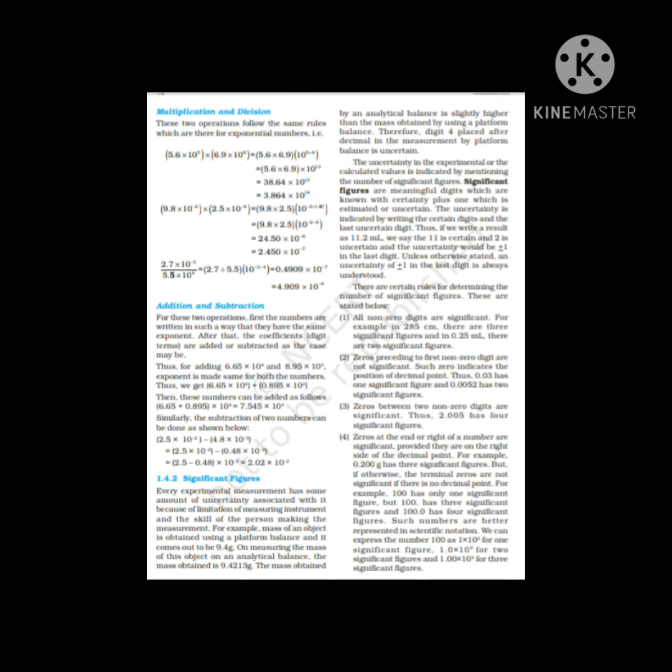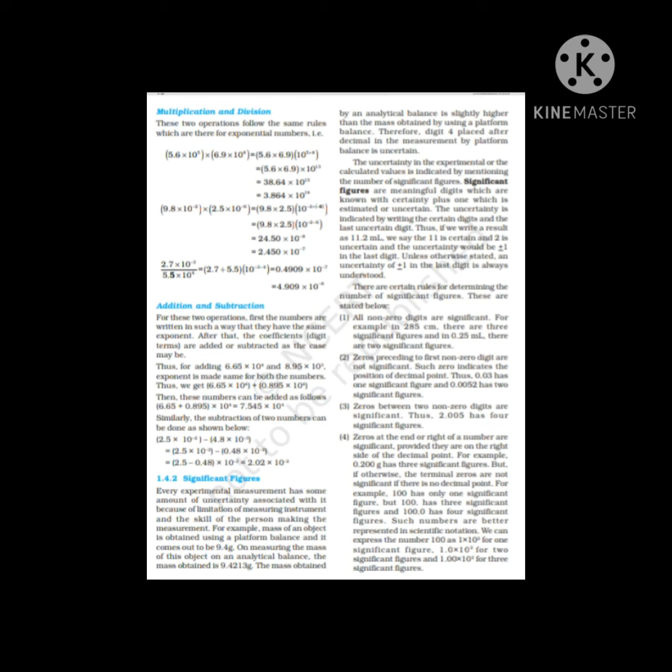The second point is zeros preceding the first non-zero digit are not significant. Such zeros indicate the position of the decimal point. Thus, 0.3 has 1 significant figure and 0.0052 has 2 significant figures. Zeros between non-zero digits are significant. Thus, 2.005 has 4 significant figures. That means a trapped zero is a significant figure.